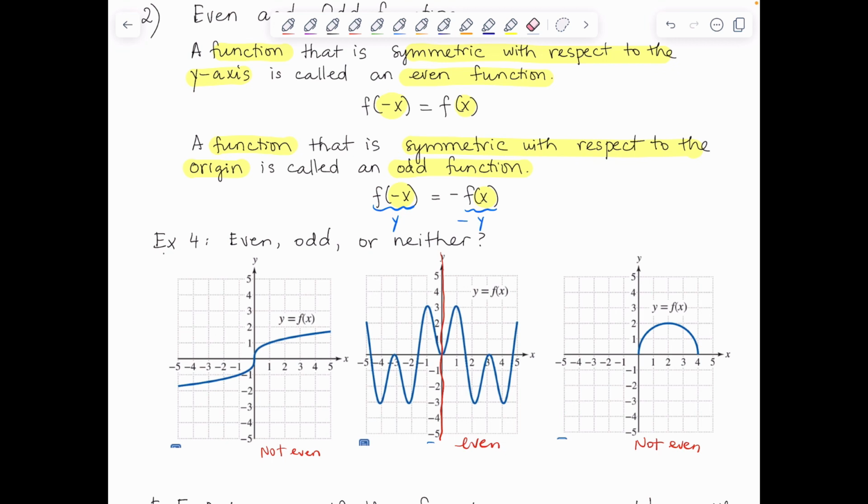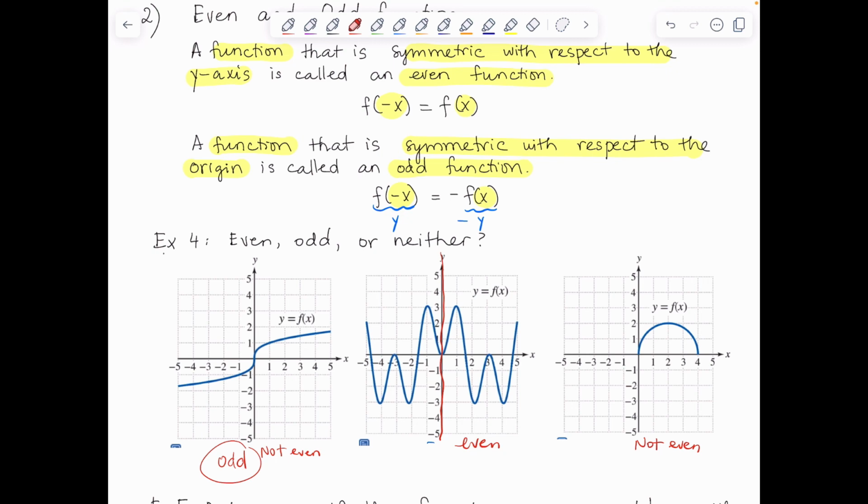Now, let's circle back to see if each of them is odd. To see if a graph is symmetric with respect to the origin, we can turn the graph upside down to see if you get the exact same graph. So in the first graph, if you turn your paper upside down right now, you see that you get the exact same picture. So therefore, this graph is symmetric with respect to the origin, and therefore it is an odd function.